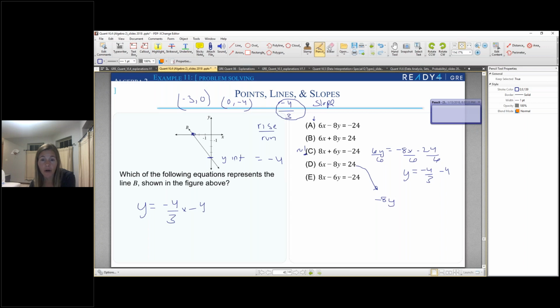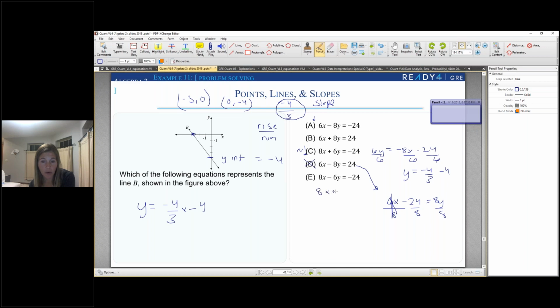Sorry, if I want to get y alone, I'll bring that over to the other side first. So I would get 6x minus 24 is equal to 8y. If I divided this by 8 and this by 8, this is going to give me a positive slope, so that can't be right. Okay. Similarly with this guy, I think. Yep, with this guy, I'm going to get a positive slope.